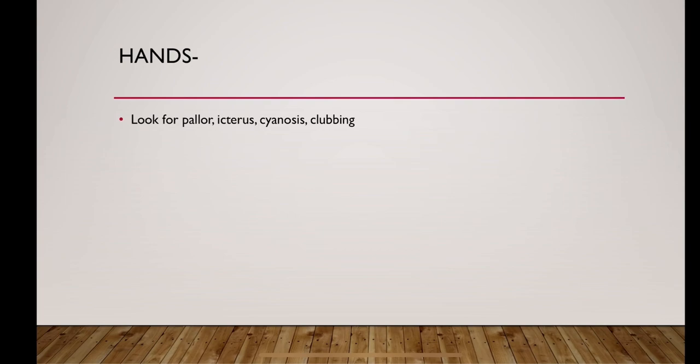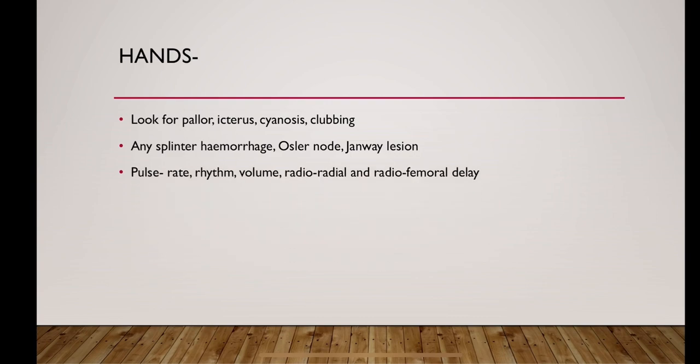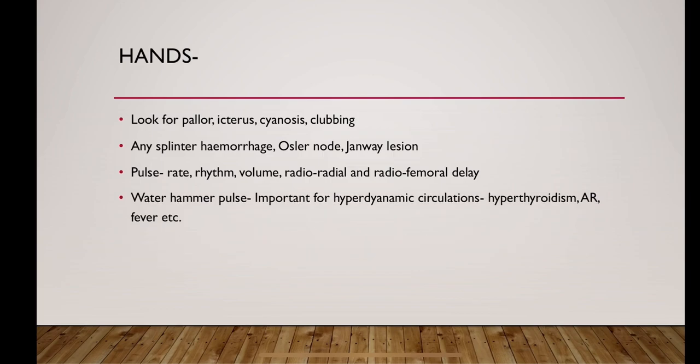Look at the hand. Look for the pallor, icterus, cyanosis and clubbing and stigmata of infective endocarditis like splinter hemorrhage, painful Osler node and Janeway lesion. Then check pulse. Try to assess the rate, rhythm, volume, any radial, any radiofemoral delay. Look for water hammer pulse. It is important for hyperdynamic circulations, particularly for hyperthyroidism, aortic regurgitations, and fever.